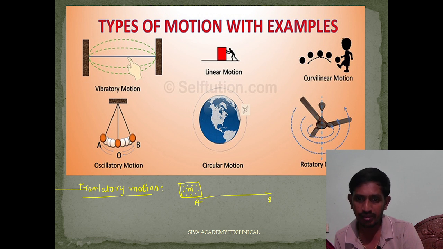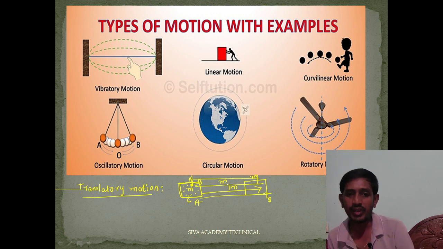All the particles of a moving body, moving in the direction of motion, cover the same distance. For example, this is particle A, this is particle B, this is particle C. The body moves from A to B, and after 1 second this is the position of the block M. A covers a distance of M, and B also covers the distance of M. Therefore we can say that this body is in translatory motion.